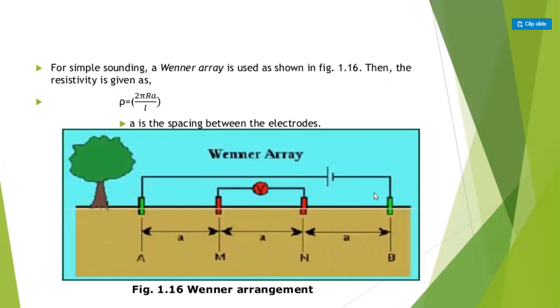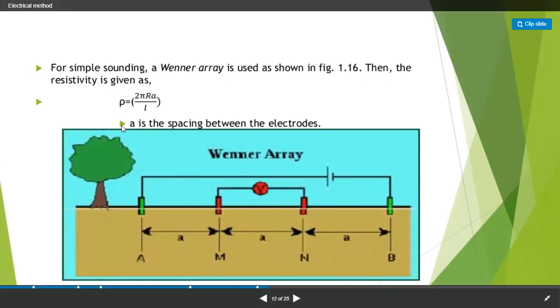For simple sounding, a Wenner array is used as here, then the resistivity is given as ρ = 2π R a by L, where a is the spacing between the electrodes. Here is the Wenner array A M N B.